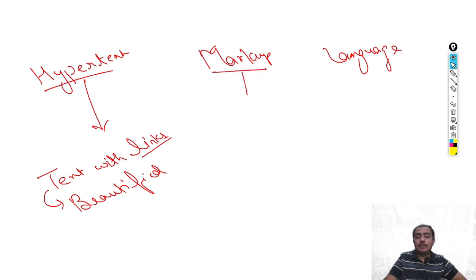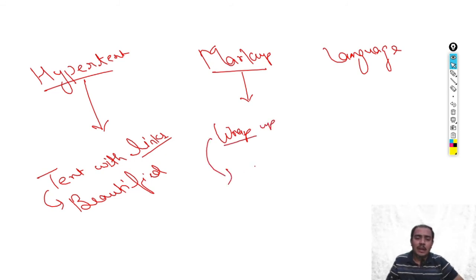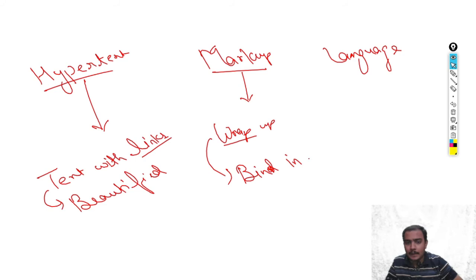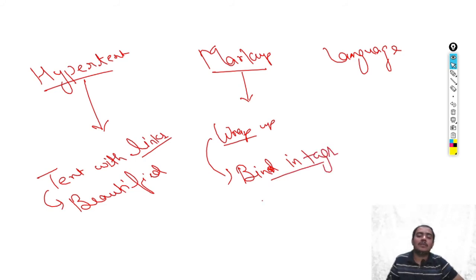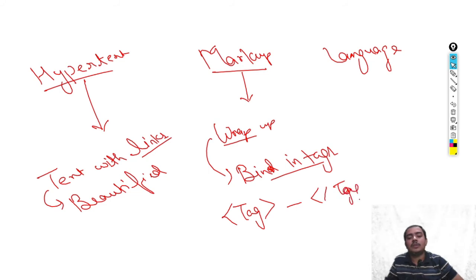And this term markup means to wrap up something. Fine. This term markup means to wrap up the things, and in other words we can say that it simply means to bind the things in tags, to bind the things or contents or values in the tags. So if we talk about this term markup, then it simply explains the use of these container tags of HTML.